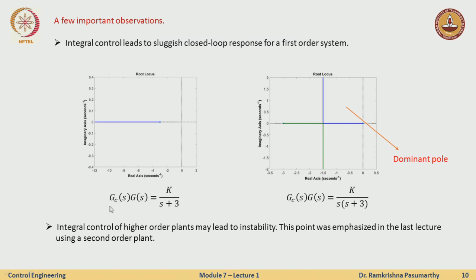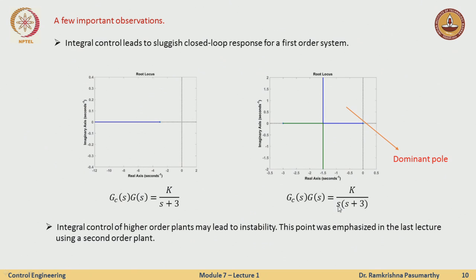Let us just take a normal proportional controller and a plant as 1 over s plus 3. The root locus will tell me that as k increases, this pole just runs away to infinity. Okay.